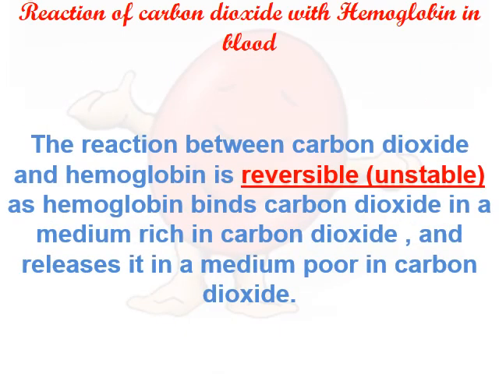So as we said, the reaction between carbon dioxide and hemoglobin is a reversible reaction, meaning that it's unstable. It can occur in both directions. Either carbon dioxide plus hemoglobin give carbohemoglobin in the medium that's rich in CO2, and the opposite is true. Carbohemoglobin can give carbon dioxide plus hemoglobin in the medium that's poor in CO2.